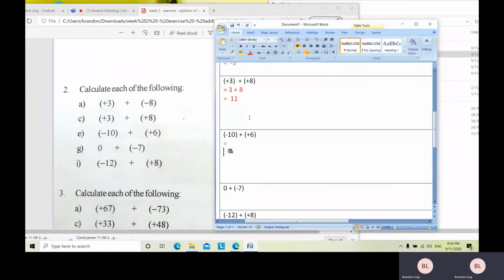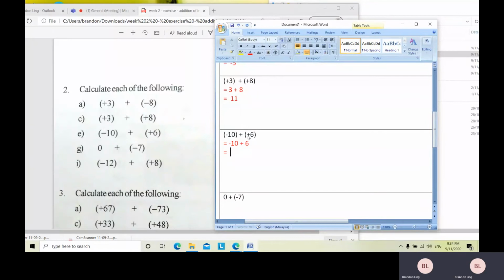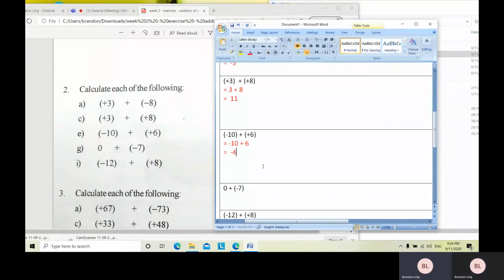Next, we move on to negative 10 plus plus 6. Since it is plus plus, you get a positive sign, plus 6. Therefore, your answer will be negative 10 plus 6 equals negative 4. That's the answer.